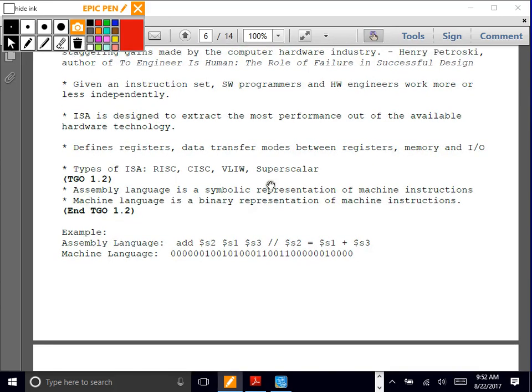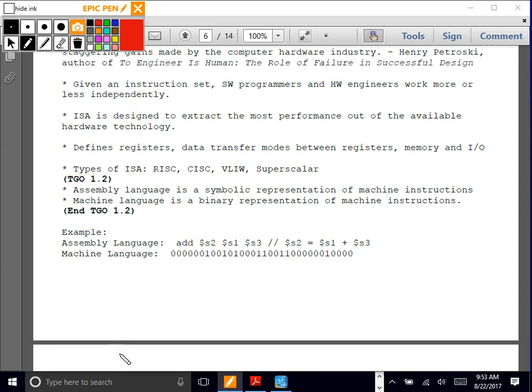That's a good sign. So the difference between assembly language and machine language. Assembly language is the symbolic representation of the machine instructions. And so this is TGO 2.2 here. So the symbolic representation is what's down here. Basically what this means is we're going to add the register value of S1, which is saved value 1, and saved value 3, and we're going to add them and store the result in saved value 2. So that's the symbolic representation.